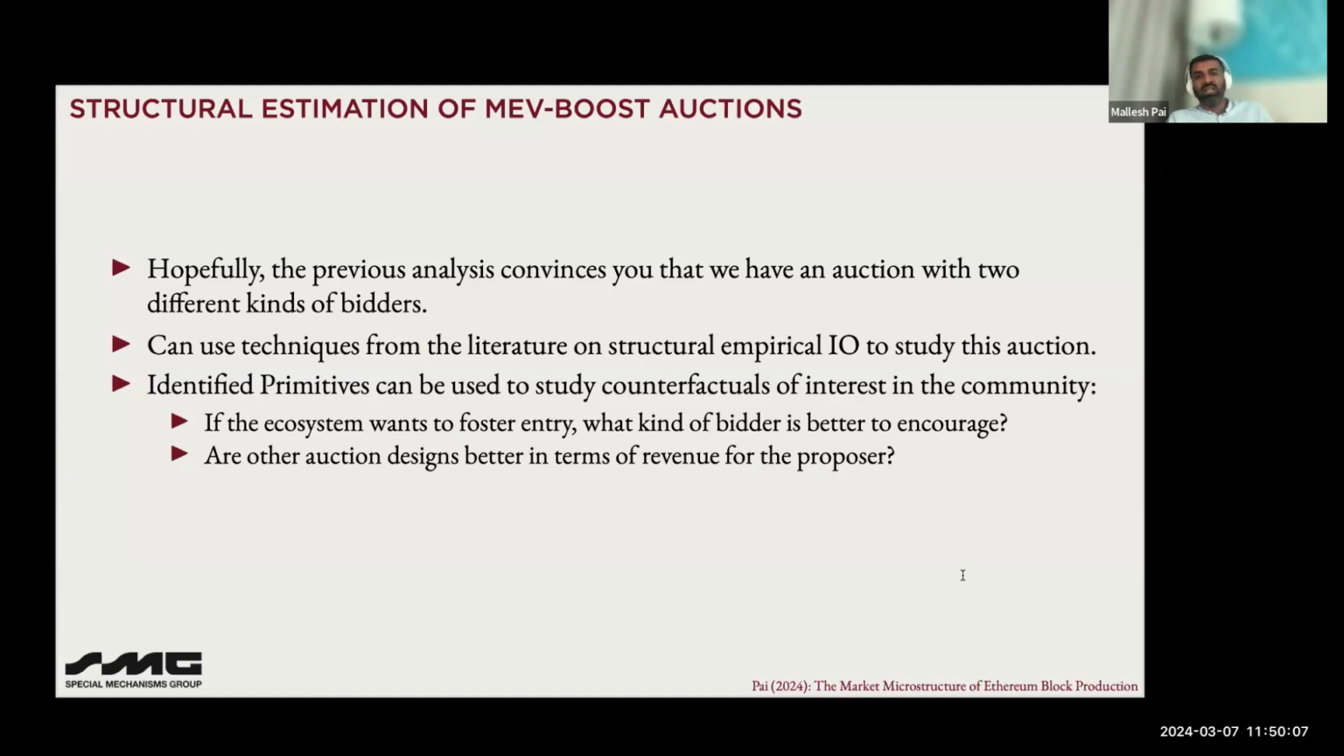An example of a counterfactual would be: if the ecosystem wants to foster entry, should it try to convince a neutral builder to enter, or an HFT builder to enter? Other things you can do, once you have the distribution of values, are counterfactuals in terms of auction format. For example, we currently use an English auction. Should we use, for example, a first price sealed bid auction instead?